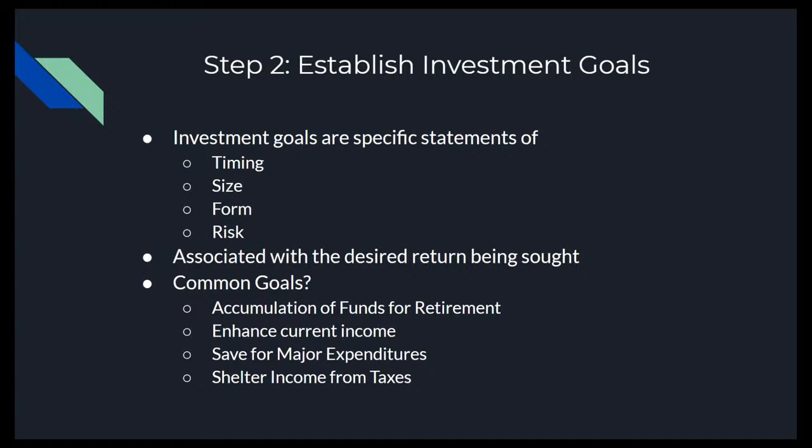So step 2 is establishing goals. Investment goals are specific statements of timing, size, form, and risk. These are associated with the desired return being sought. Common goals are building up funds for retirement, enhancing current income, saving for major expenditures, and sheltering income from taxes, obviously signing up for a Roth IRA, those kinds of accounts.